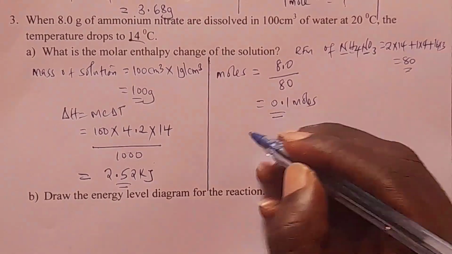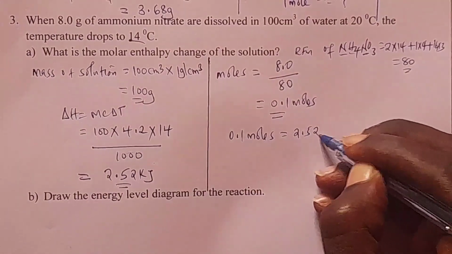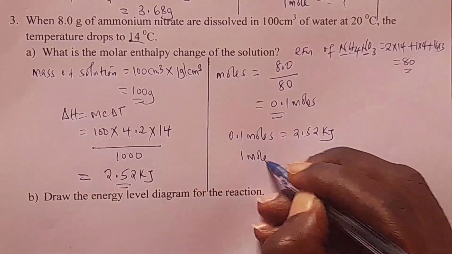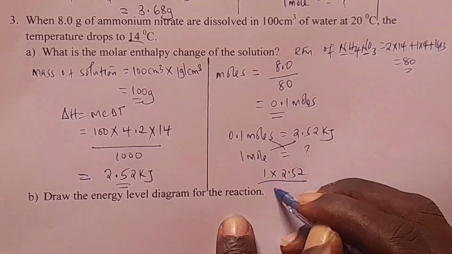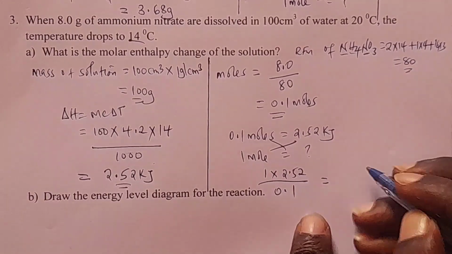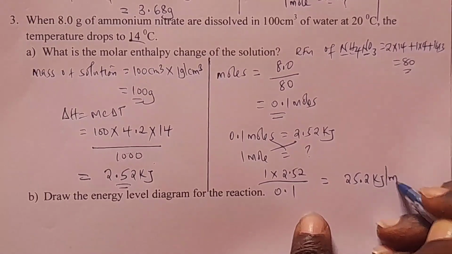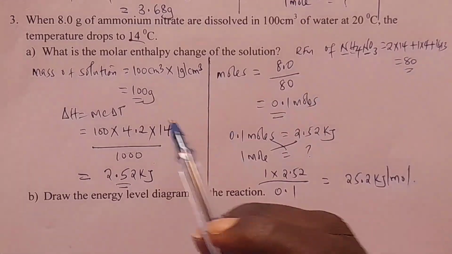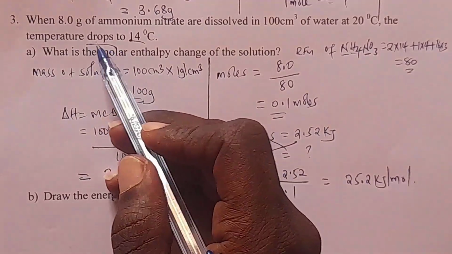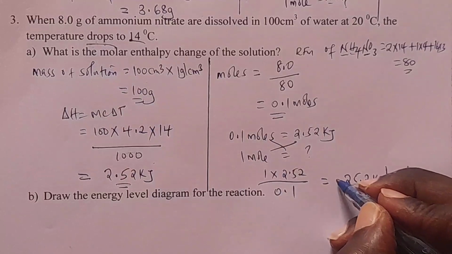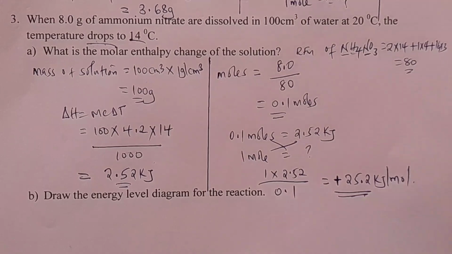After that we say this number of moles, 0.1 moles, produces this amount of energy, that means 2.52 kilojoules. So we say what about 1 mole? In 1 mole we are going to cross multiply. So it will be 1 times 2.52 divided by 0.1. Here I'm going to get 25.2 kilojoules per mole. So I ask myself, has the temperature dropped or has it risen? If it has dropped, I will give a positive sign. If it has risen, if I see the word rose there, I'm going to put negative. Here it has dropped. That means I'm going to have a positive 25.2 kilojoules per mole. So I'm done with that.